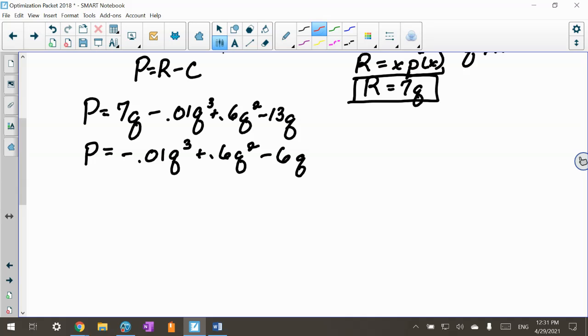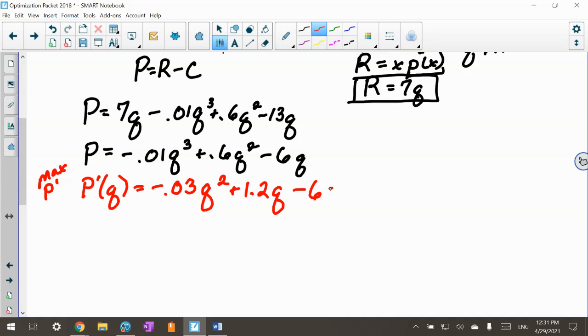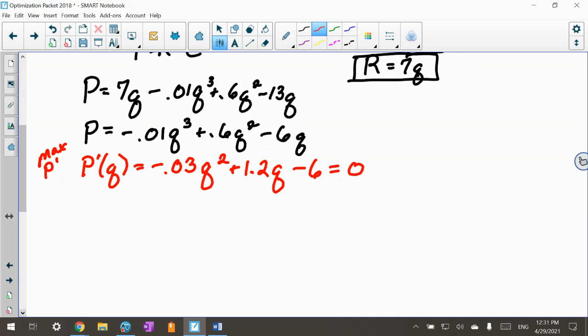Now I want max profit. Remember, for a maximum or minimum, you have to have P prime. Don't forget. So I'm going to do P prime of Q. When I do the derivative, it's going to be negative 0.03 Q squared plus 1.2 Q minus 6, and put it equal to 0. Now this one isn't very nice to factor, so we're going to do the quadratic formula, because it ends up being a quadratic. So A, B, C, D. My A is negative 0.03, my B is 1.2, my C is negative 6, and my D, B squared minus 4AC, comes out to be 0.72.